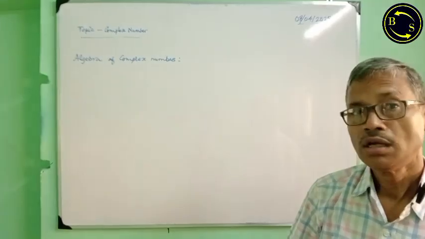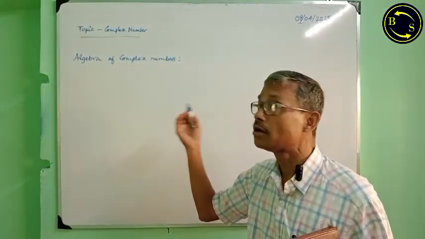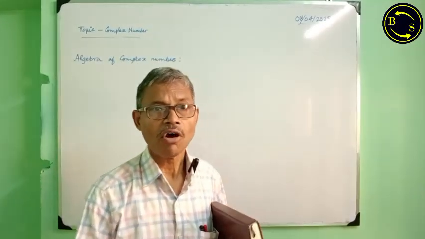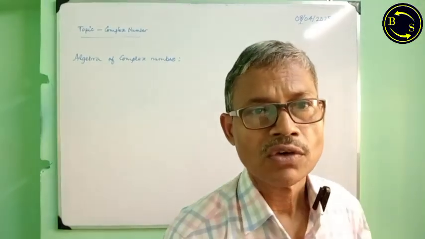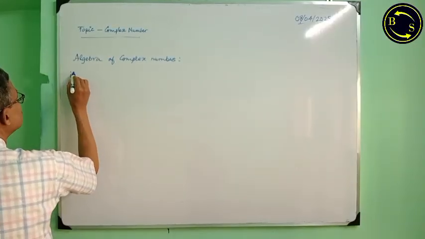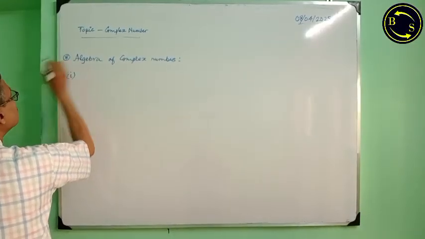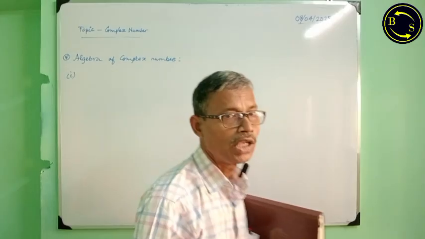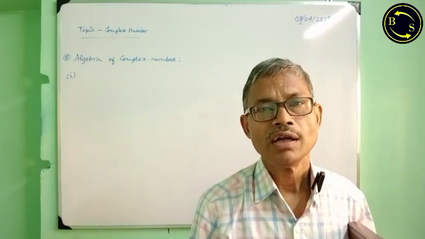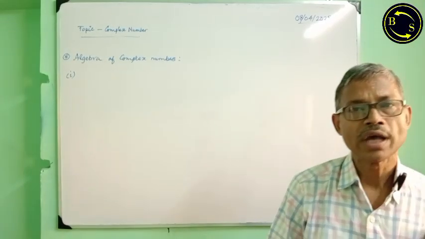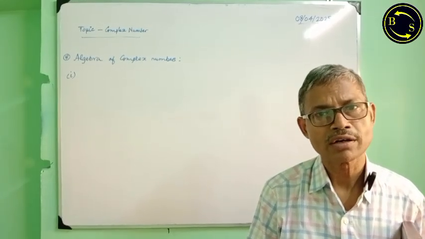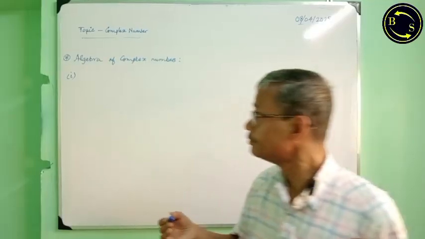Now, I am in a position to discuss the algebra of complex numbers. Algebra of complex numbers means different operations and other things. First of all, sum and difference of two complex numbers. Sum of two complex numbers is also another complex number. Difference of two complex numbers is also another complex number. Let me clarify.